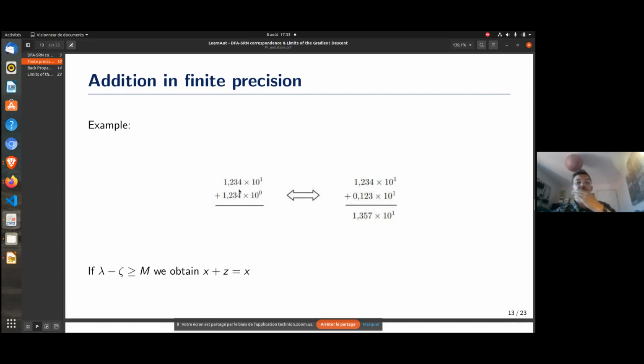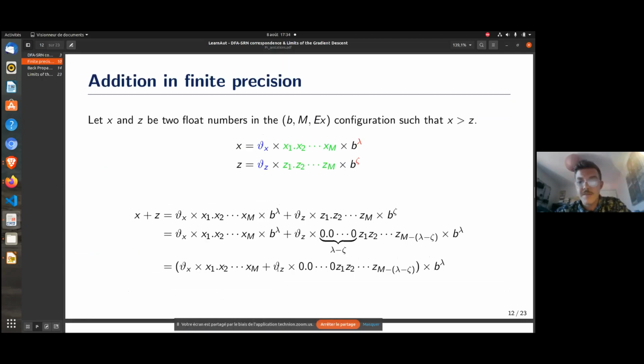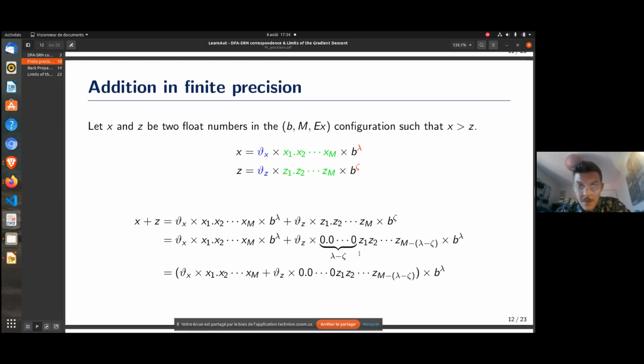It's not brutal like this. It's not like we are making these numbers disappear, because if it wasn't a 4, if it was an 8 or a 7, we should have rounded this 3 to 4, and so we would have an 8 instead of the 7 right here. So it's not that brutal, but however, we do lose information. If we have lambda minus zeta strictly greater than m, the number of digits allocated for the mantissa, then x plus z is equal to x. It does nothing to x. In fact, adding z to x doesn't change anything in finite precision.